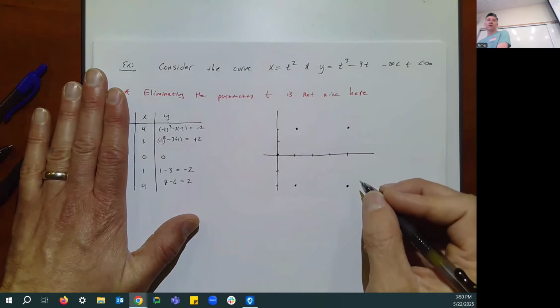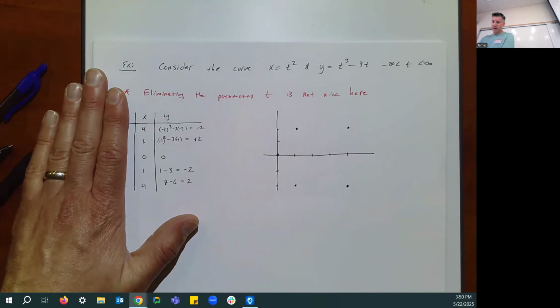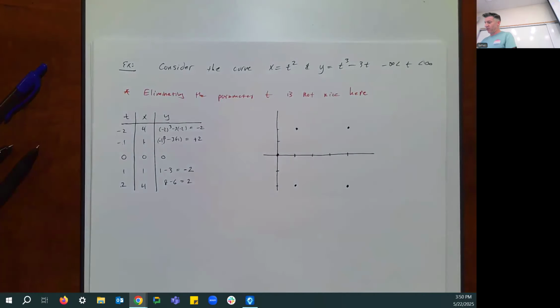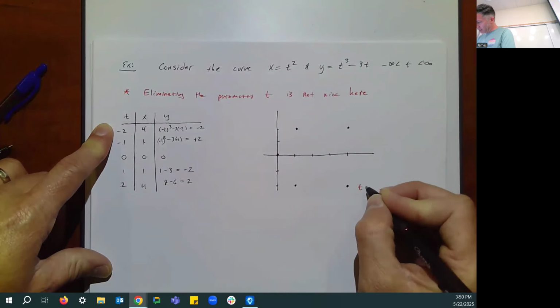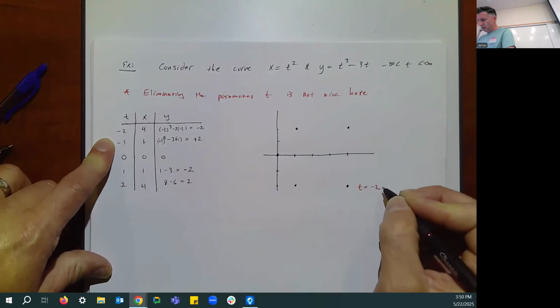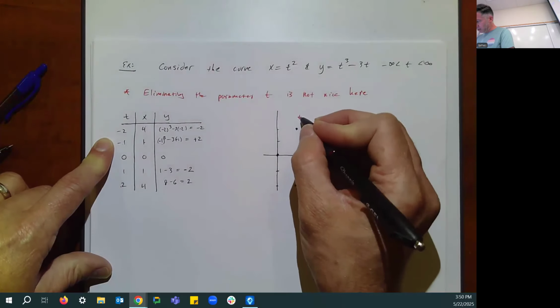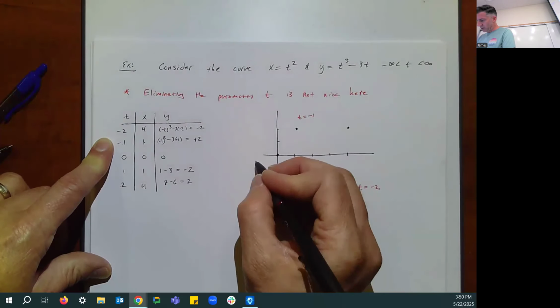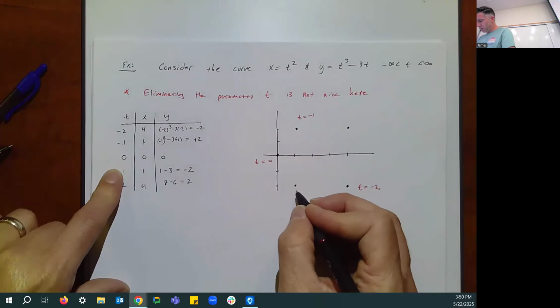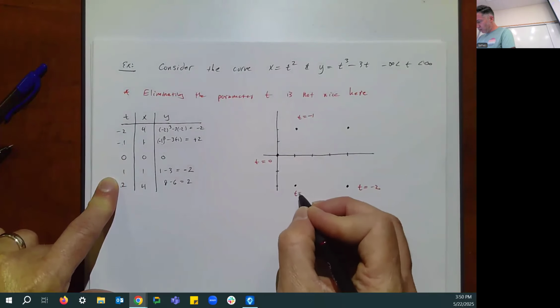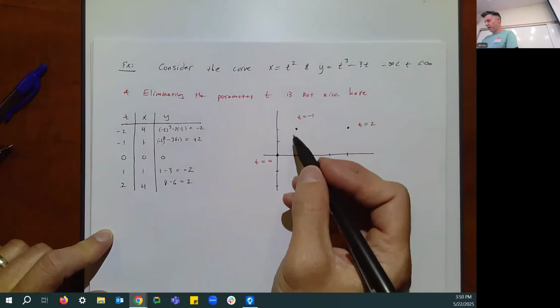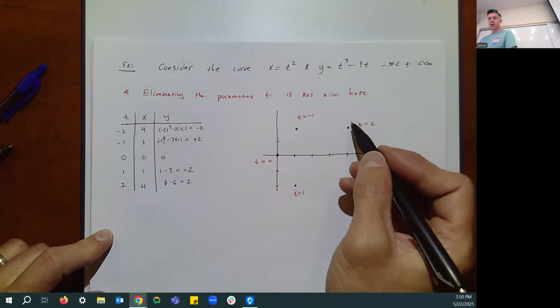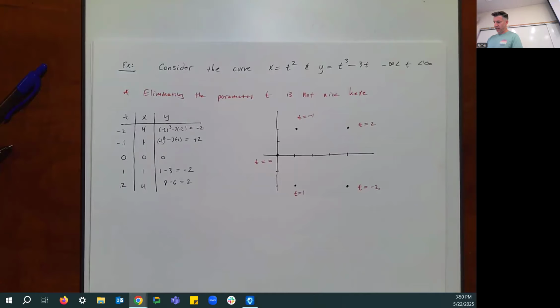And then it's going to be really important to actually label what t is in each spot so we can follow the correct path of travel. So over here at 4, comma -2 is when t is equal to -2. And then at 1, comma 2 is when t is equal to -1. And then 0, 0 is when t is equal to 0. 1, -2 is t equal to 1. And over here is t equal to 2. So we're going here, then there, then there, then there, then there. So it's going to look kind of like this.